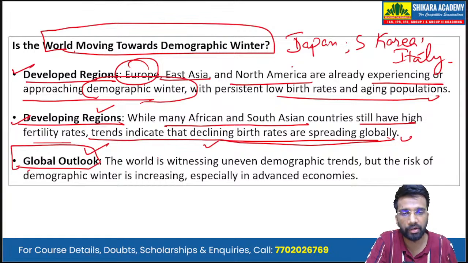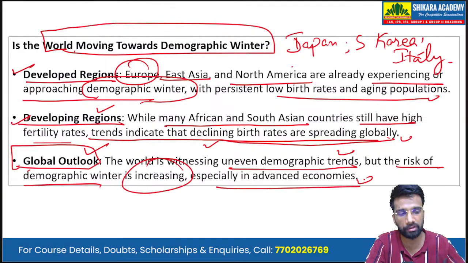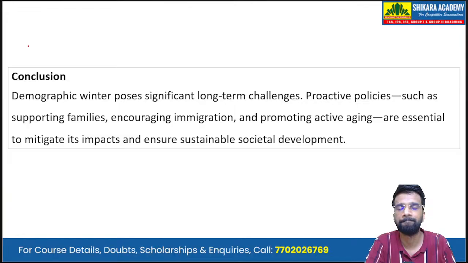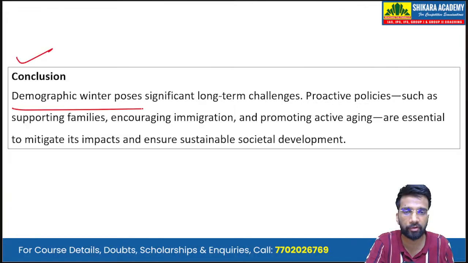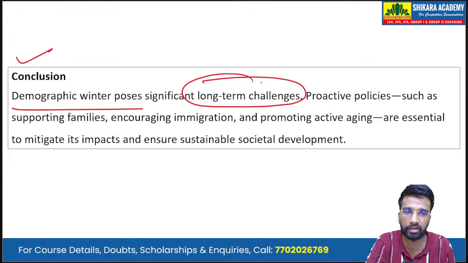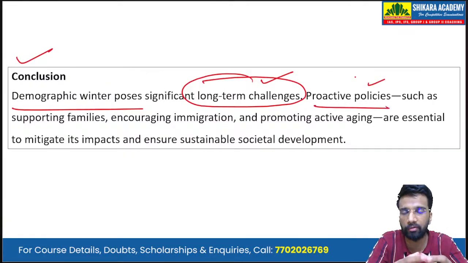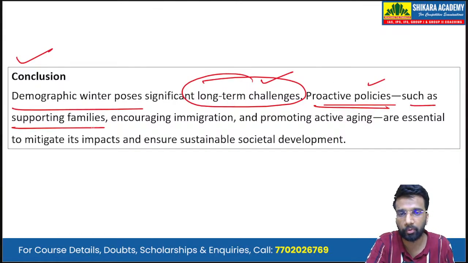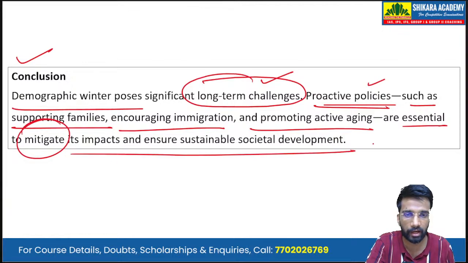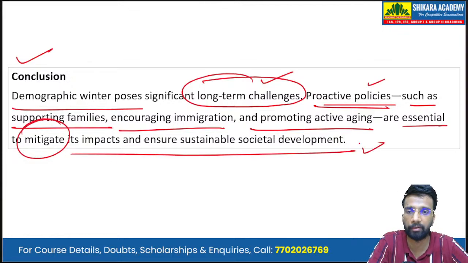Last is the global outlook. The world is witnessing uneven demographic trends, but the risk of demographic winter is increasing, especially in advanced economies. Then in conclusion, we write the demographic winter poses significant long-term challenges. Proactive policies, because we have to talk about a forward-looking conclusion. So we will be writing proactive policies such as supporting families, encouraging immigration, and promoting active aging are essential to mitigate its impact and ensure sustainable societal development.